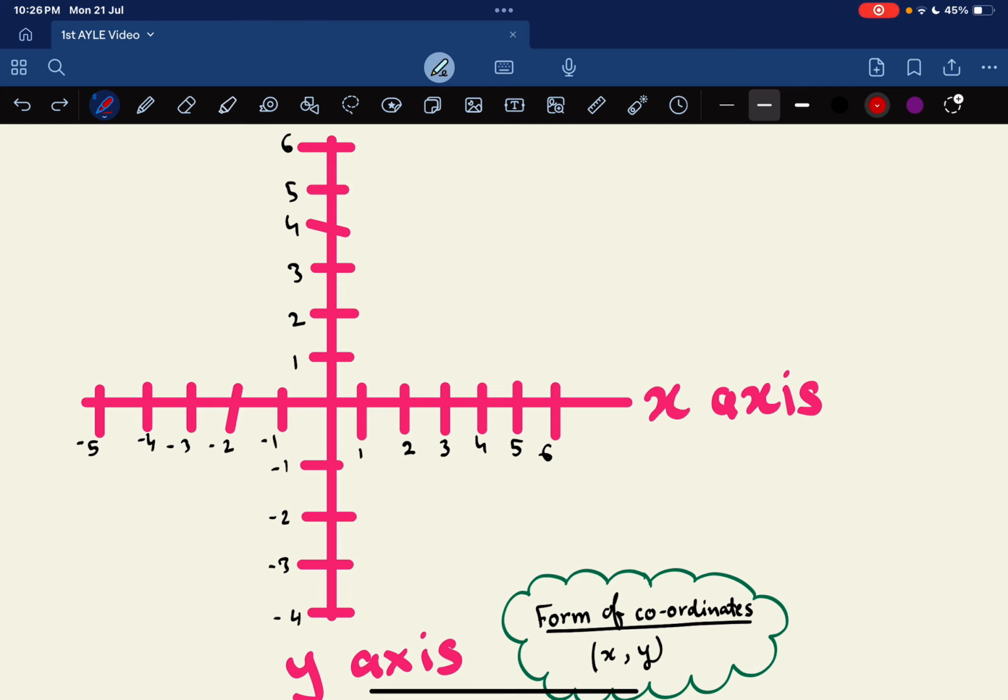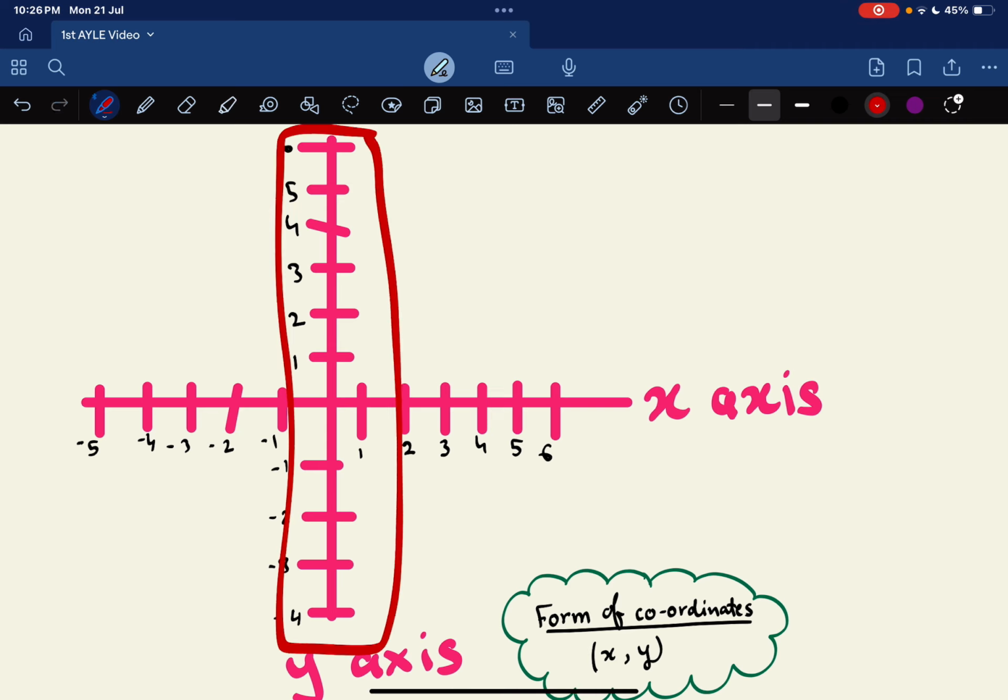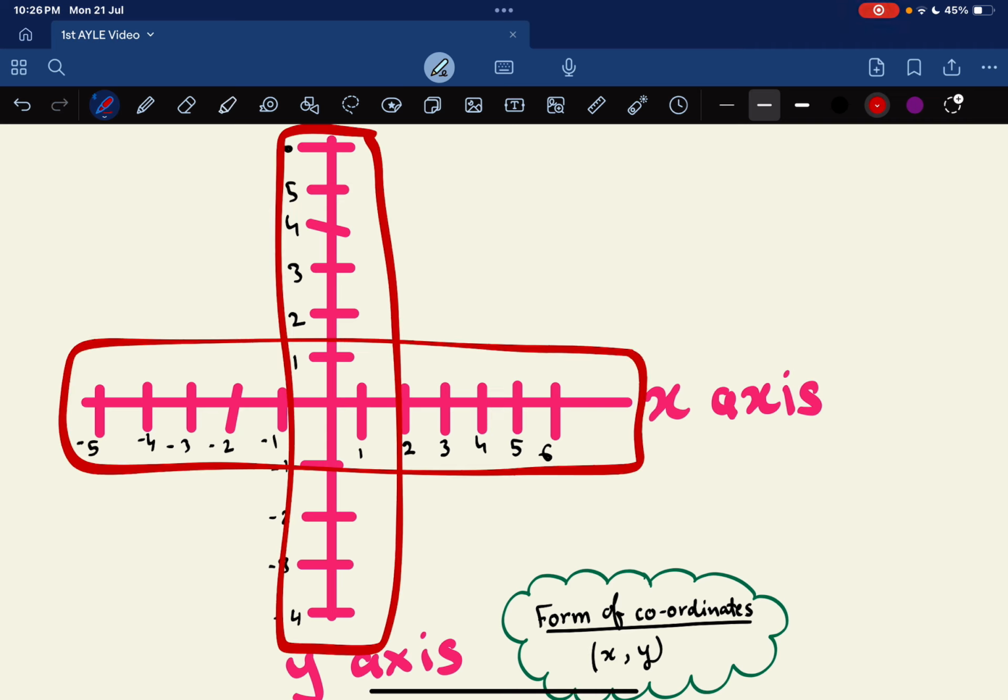Have you seen this before? Maybe you have and maybe you haven't. Both of them are completely fine because that's what we're going to be learning about in this video. So, at first sight, what do you notice on this? You might notice that there are two long lines, these two.